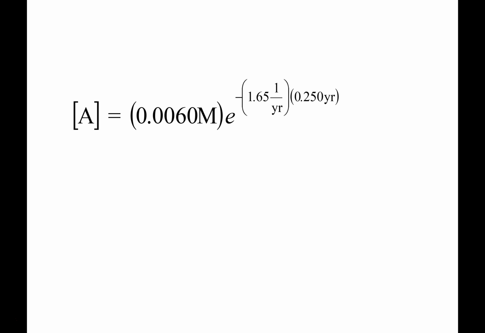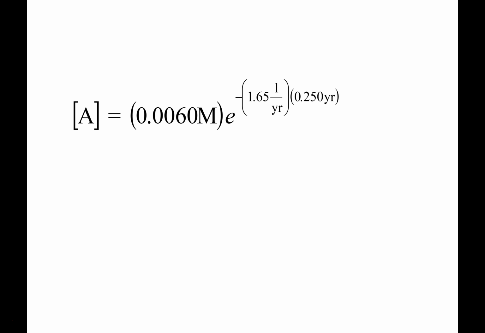At that time of interest, the molar concentration of our antibiotic will be equal to the initial concentration, 0.0060 moles per liter, times e raised to the negative 1.65 per year times 0.250 years. Now, of course, our units of years cancel, which is awesome. And if you're like me, this is the sort of problem I have to work a couple times, and if I get the same answer twice, I'm like, yay!